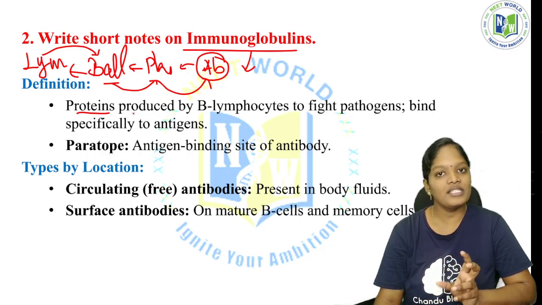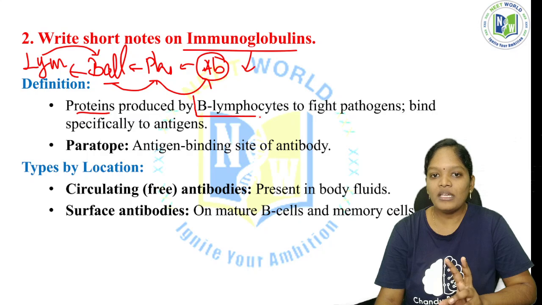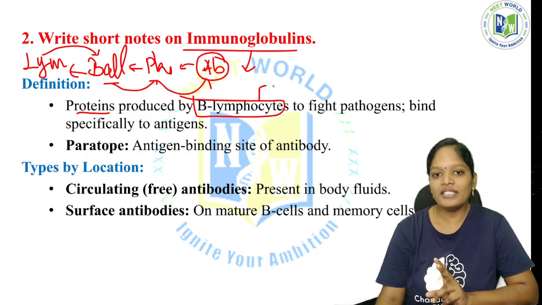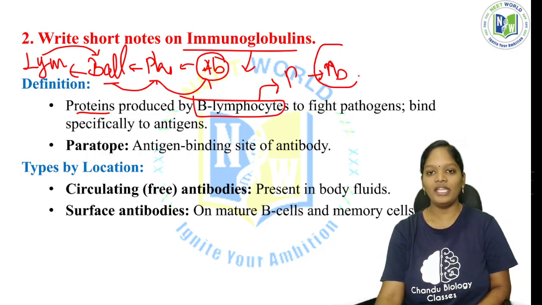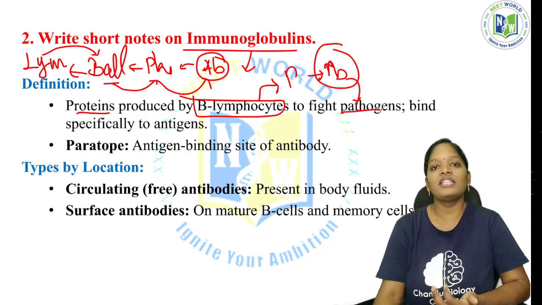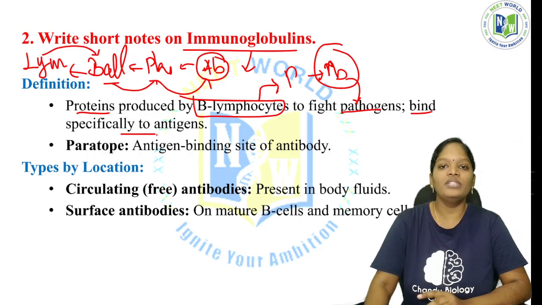Immunoglobulins are generally proteins. Antibodies are proteins produced by the B cell lymphocytes, which differentiate into plasma cells responsible for producing the antibodies. What is the point of having these protein antibodies? They fight against the pathogen, which is the antigen, and bind specifically to the antigens.